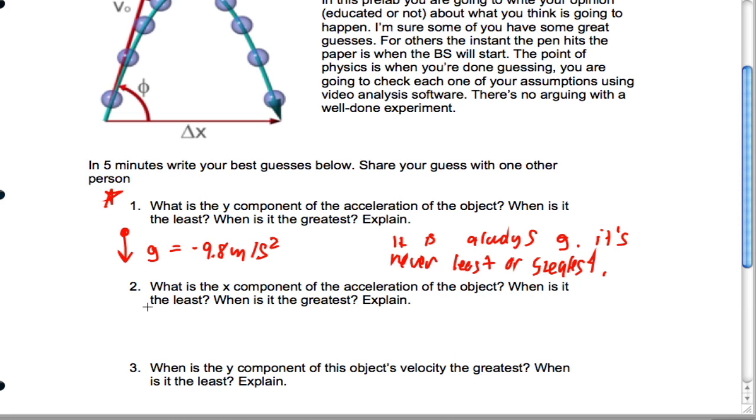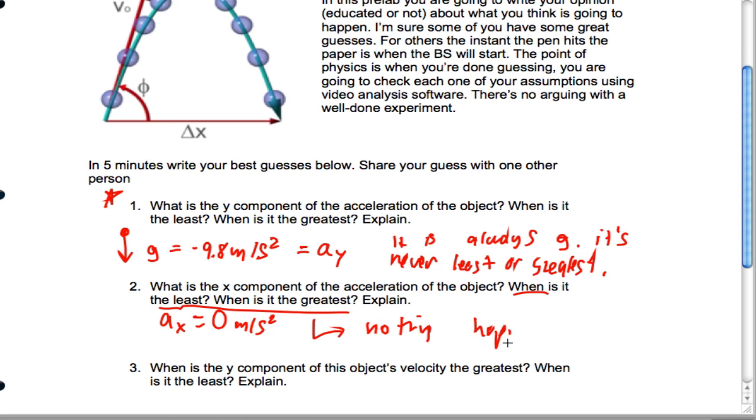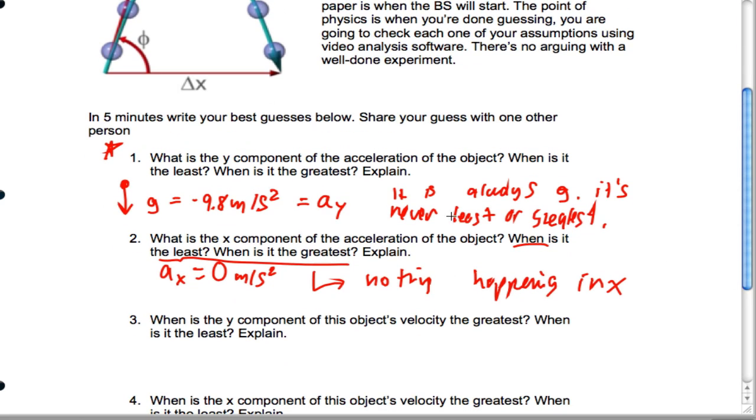The x component, so this is a in the y direction. A in the x direction, it's just going to be 0 meters per second squared. So this is also a trick question. There's nothing happening in x. So the acceleration in x is always 0. So if they asked you a third question, like what's the acceleration, and they didn't tell you a component, you would say the acceleration is always 9.8 meters per second squared, or negative 9.8 meters per second squared. The acceleration is gravity, and it's downwards.